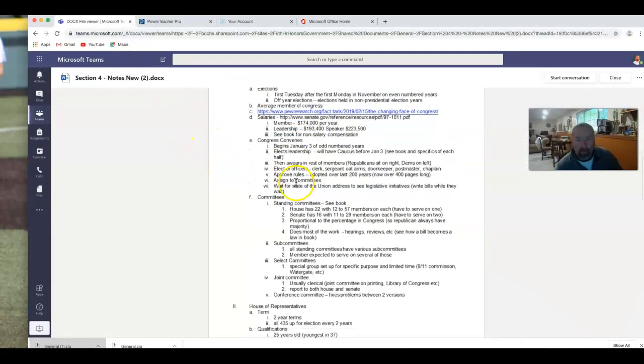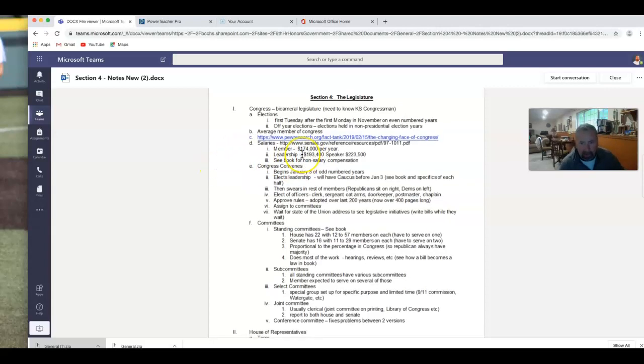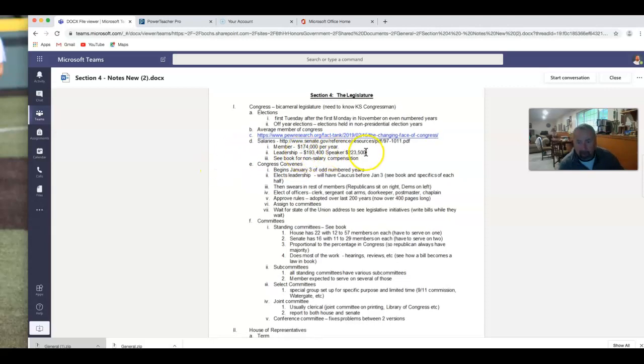Okay, so let's look at the salaries. Both Senate and House members make the same salary. It's $174,000 a year. The leadership tends to make more, so I'll get into what these leaders mean. The Speaker of the House is basically the equivalent of the Vice President of the United States. So the Vice President makes $223.5, so does the Speaker. Mitch McConnell in the Senate makes $193.4. He's the Senate Majority Leader.